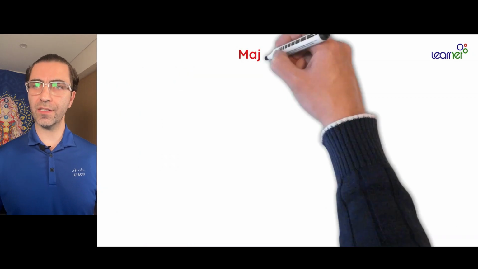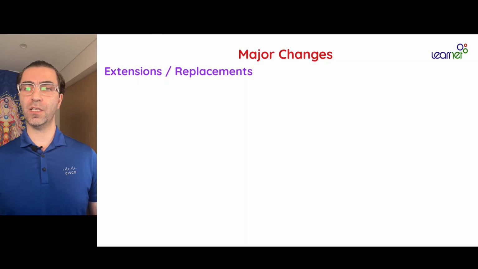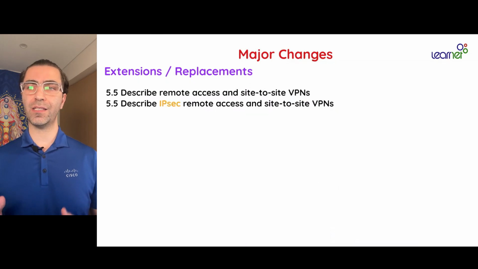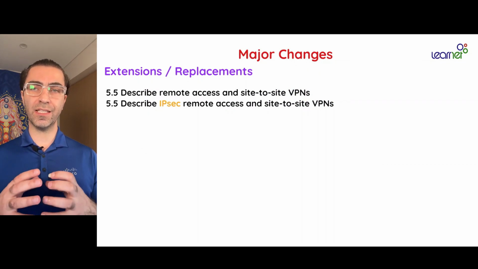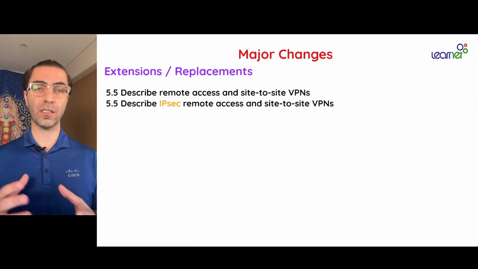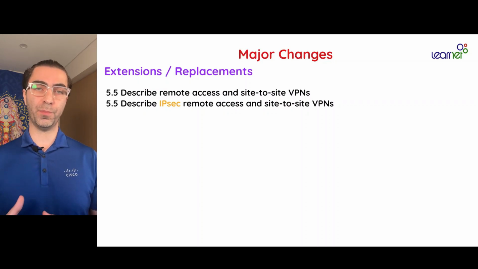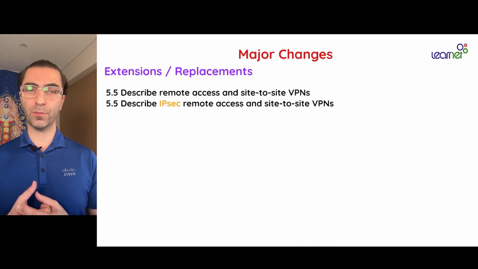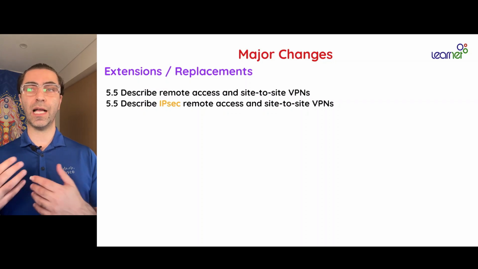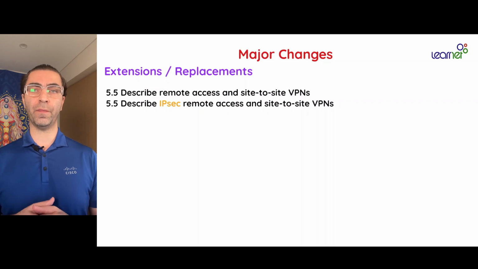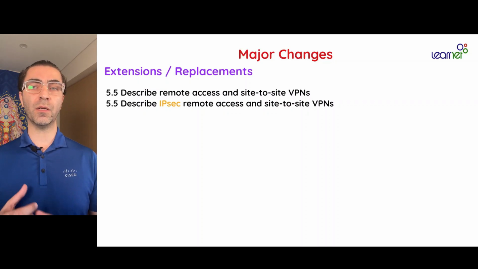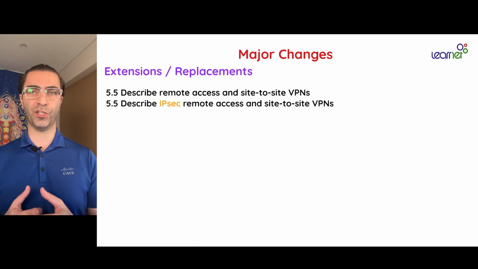Continuing with extensions and replacement, 5.5, instead of describe remote access and site-to-site VPNs, they specifically clarified they need these details, I mean remote access and site-to-site VPNs, with IPsec protocols. We have different protocols for remote access and site-to-site VPNs, including SSL or other protocols, but in the new blueprint, they specifically need you to learn about IPsec protocol or IP security protocol.